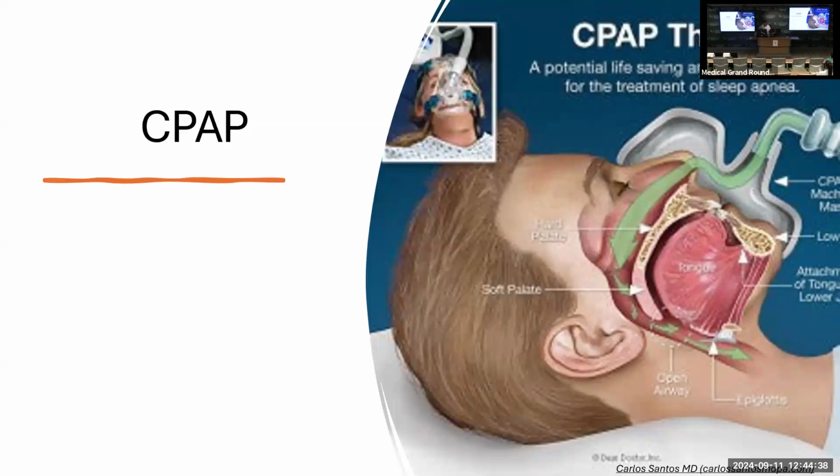So the treatment of obstructive sleep apnea is with continuous positive airway pressure. This is a CPAP machine which basically delivers air at a high pressure, and that opens up the airway, thus taking care of the obstruction of the airway, which downstream leads to the clinical manifestations of obstructive sleep apnea.